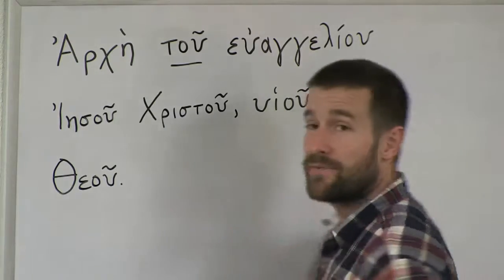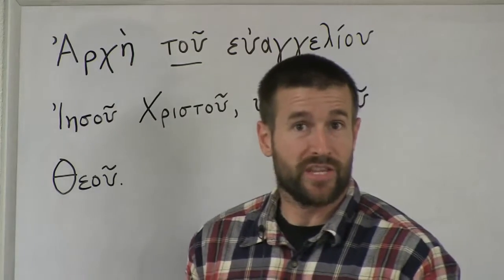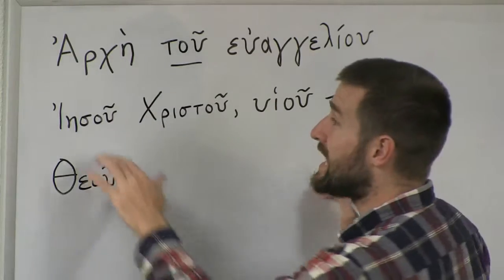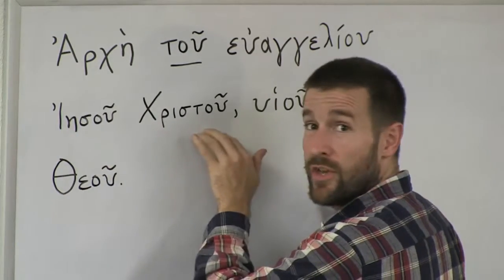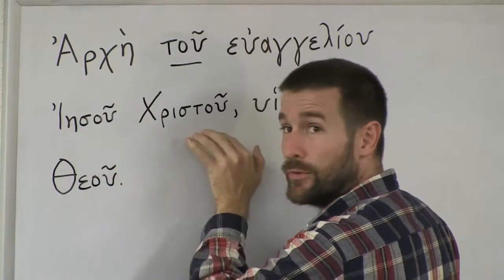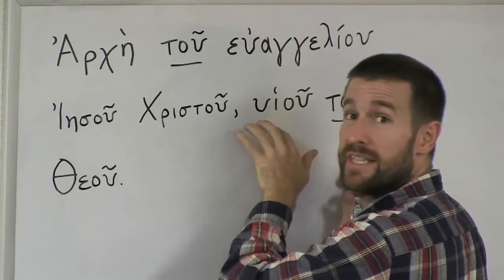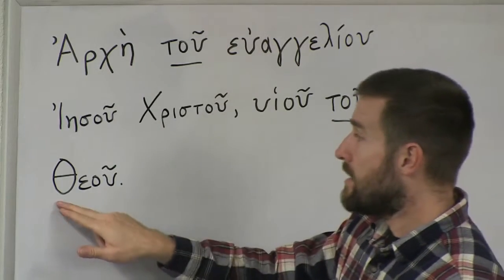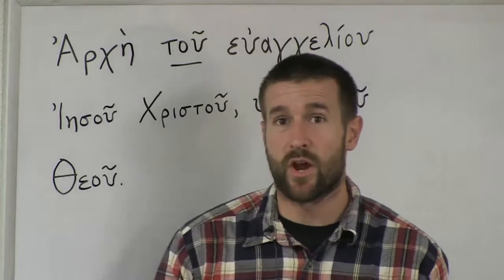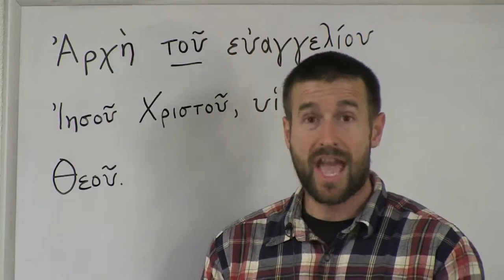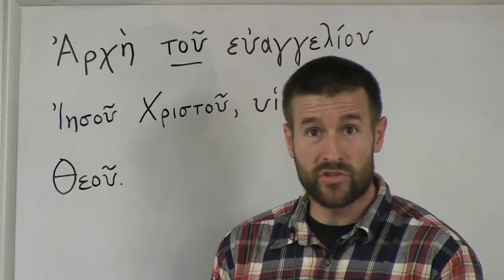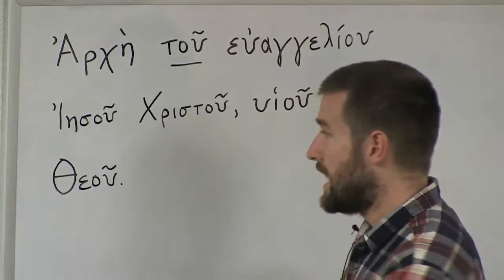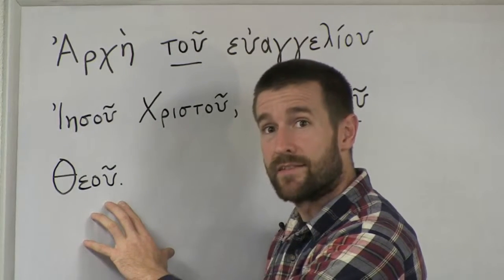Okay? Now, the nominative case for the word son is eos. Eos. Okay? But because we're in the genitive case, it becomes eu. Just as Isus Christos becomes Isu Christou. All right? Eos becomes eu. All right? Tu, here, the word the, and then theou. Now, remember in the other videos, we already learned theos and theon. Right? Theos was the nominative case of God, theon was the accusative case of God, and theou is the genitive case of the word God.